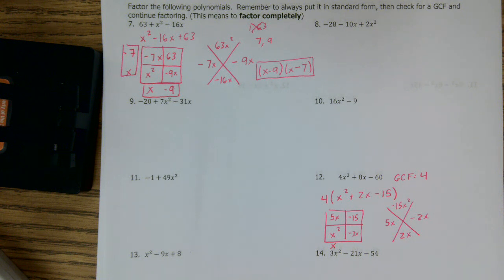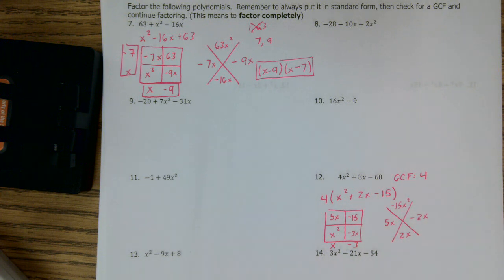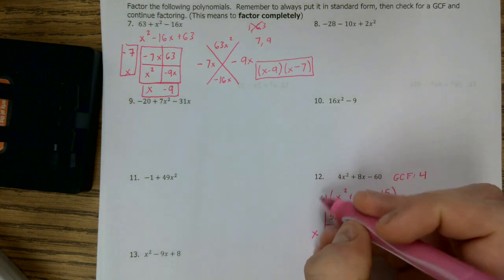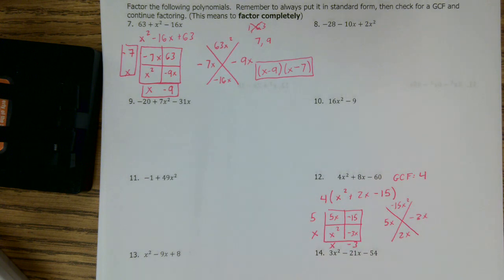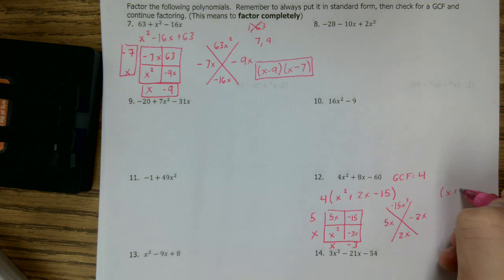Negative 15 and negative 3. The best thing that I can pull out of those is a negative 3. X squared and negative 3x. If I pull those out, I just have an x. And then the top row, in this case 5x and negative 15, will give me a value of just 5. So now my factors are on the outside, which is that x and 5 and x minus 3. So in this case, I'm going to write x plus 5, x minus 3.